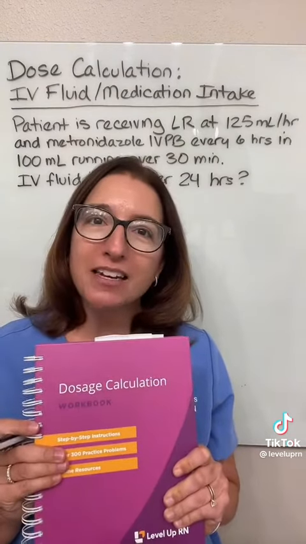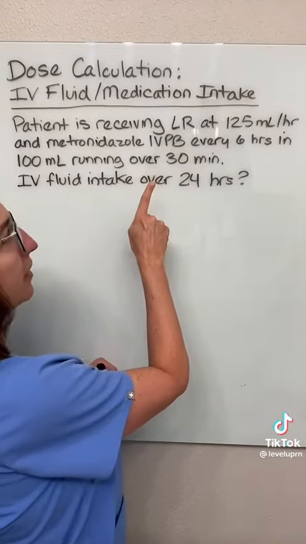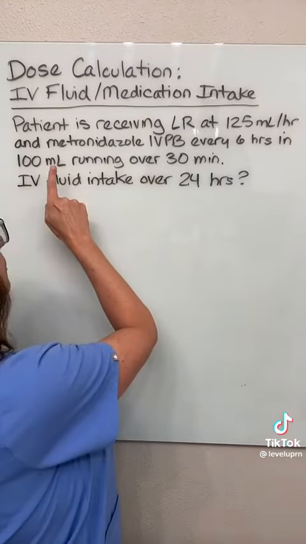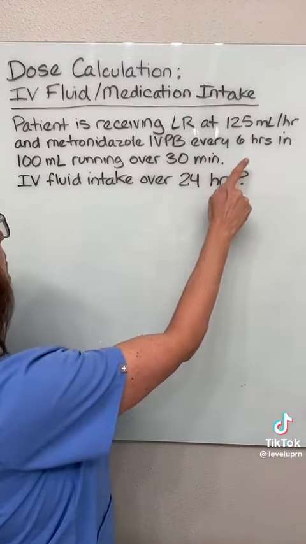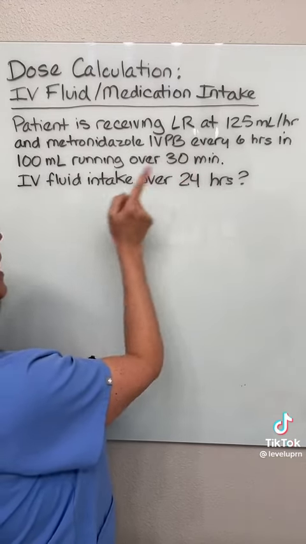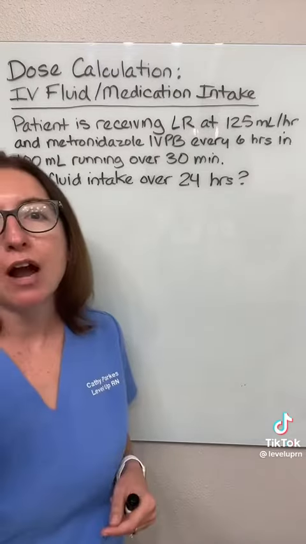In this problem, our patient is receiving lactated ringers at 125 milliliters per hour. They are also receiving metronidazole IV piggyback every 6 hours in 100 milliliters of fluid running over 30 minutes. And we need to figure out our patient's IV fluid intake over 24 hours.